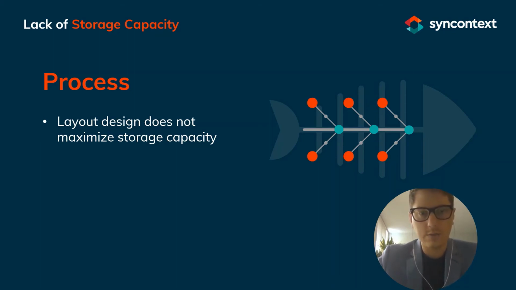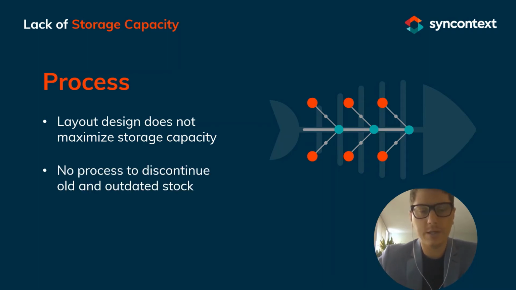No process to discontinue old and outdated stock. Depending on the industry, there are different challenges and requirements when it comes to moving out discontinued or non-active stock. It is important, however, that even if a non-active or discontinued item cannot be completely removed from the building for whatever reason, that it's relocated to a slower moving area as to free up more prime storage space for items that are more active.